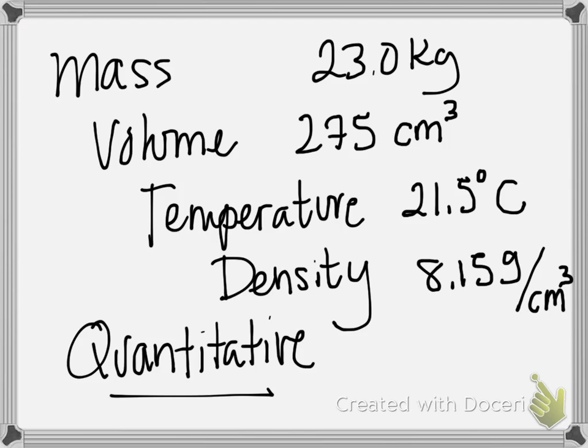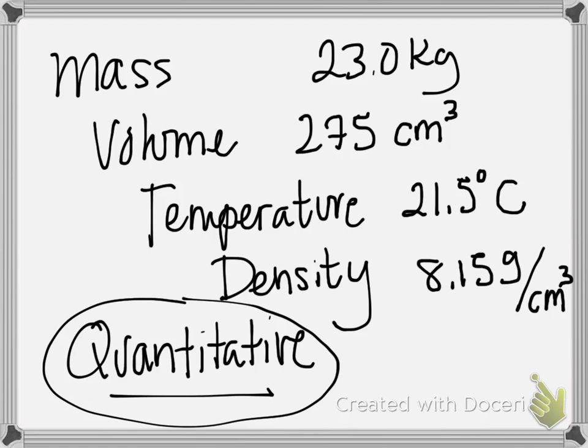If we say that we have 32 grams of sodium chloride, that is quantitative data. If we say that the sodium chloride is made up of small white crystals, that's qualitative data. When we talk about measurement, we're always talking about quantitative data.